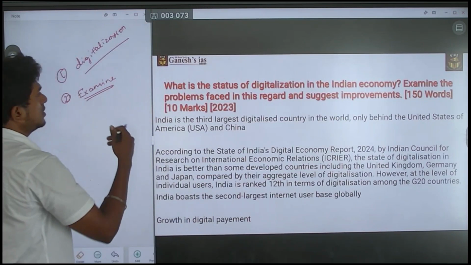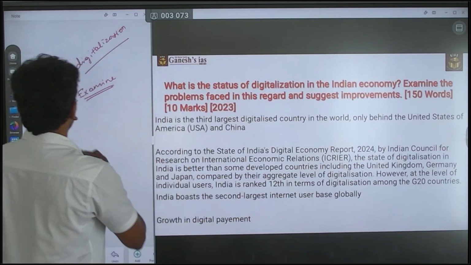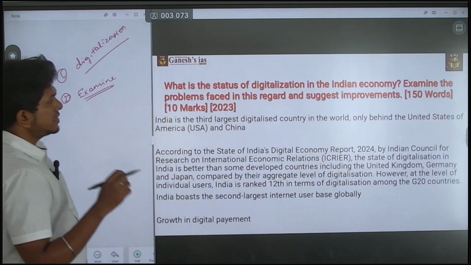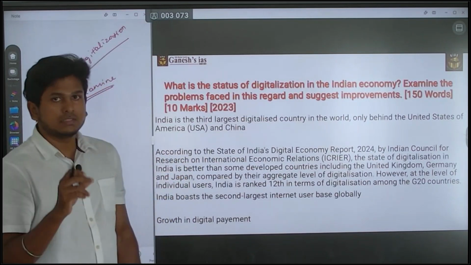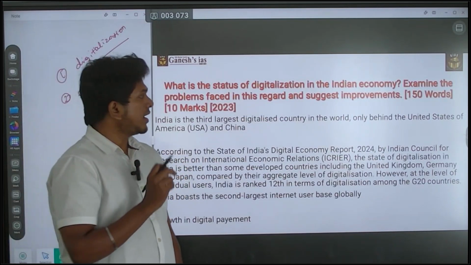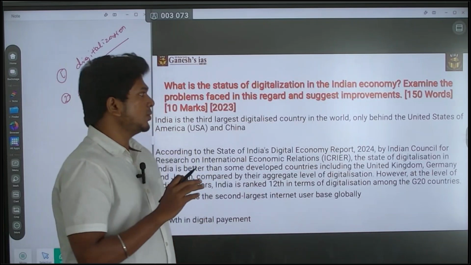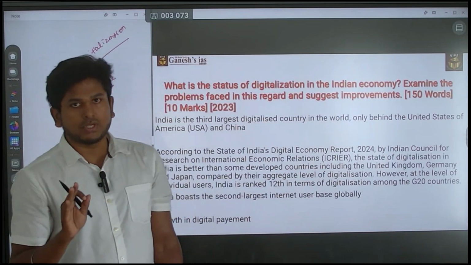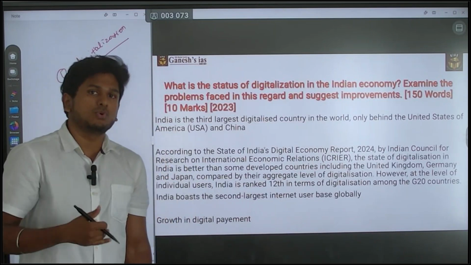So here, what is the status of digitalization in the Indian economy? That is the first part of the question. Next, examine the problems faced in this regard. This is the second part of the question. And then suggest the improvement. This is the third part of the question. So this question has three sub questions, and you need to address them in such a flow only.